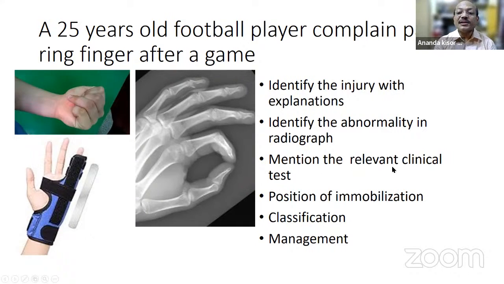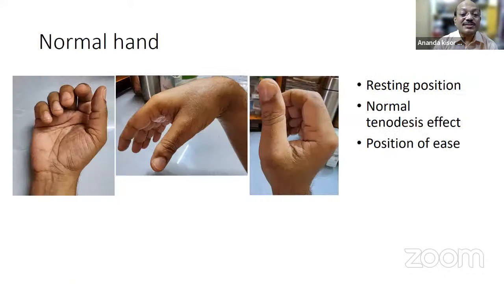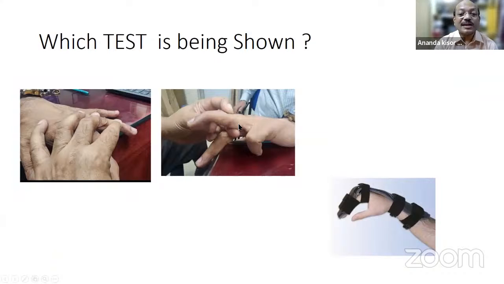Now mention the relevant clinical test. We have to test the flexor digitorum profundus tendon. So how to test the flexor digitorum profundus tendon? There is a 3-point method. You have to hold the middle phalanx and the proximal phalanx with two fingers against the middle finger, and place another finger over the PIP joint and ask the patient to flex the DIP joint.